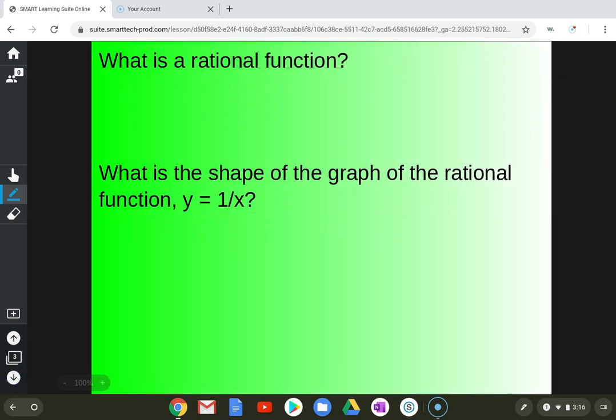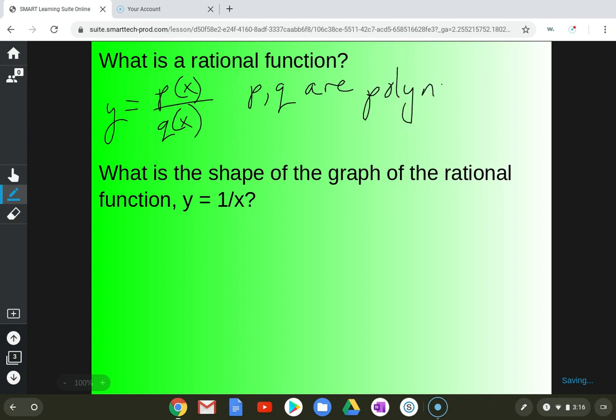So what is a rational function? A rational function, we're going to call it y equals p over q. It's a quotient of two functions, and both of those functions have to be polynomials. So we just finished studying polynomials, and now we're going to take the polynomials we just learned about, and we're going to divide them by each other. So there's going to be a polynomial on top and a polynomial on the bottom.